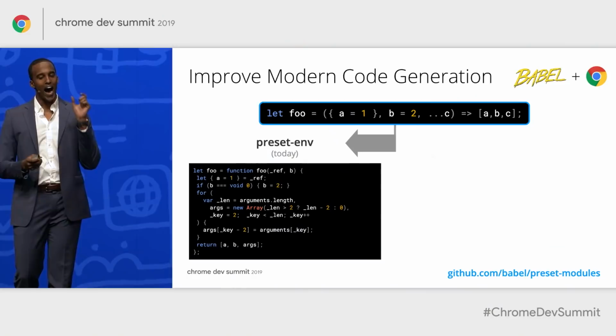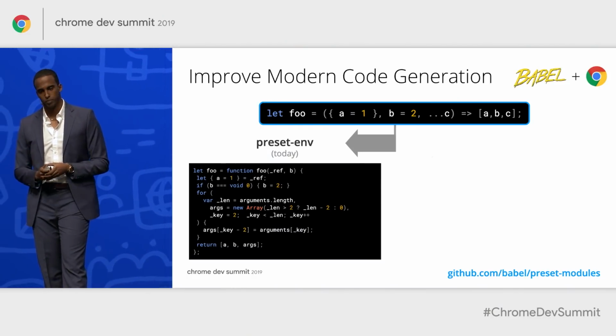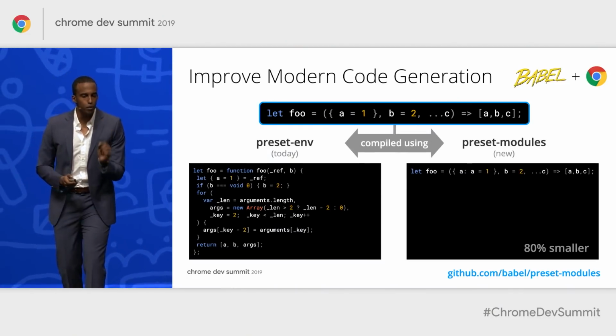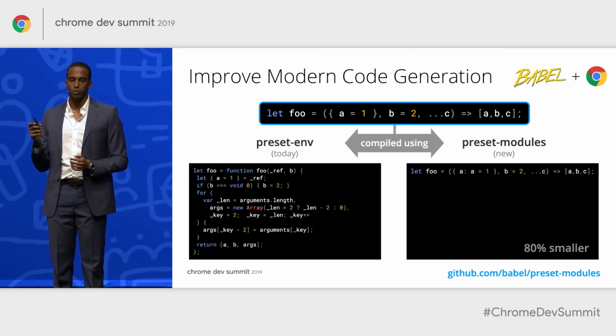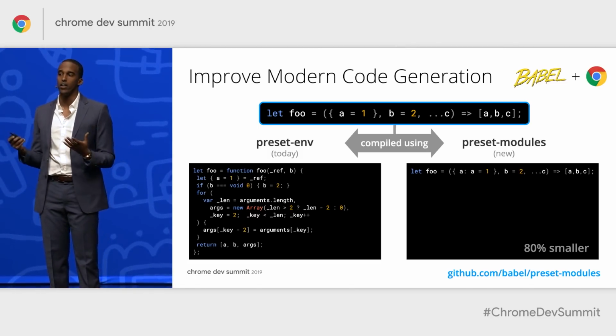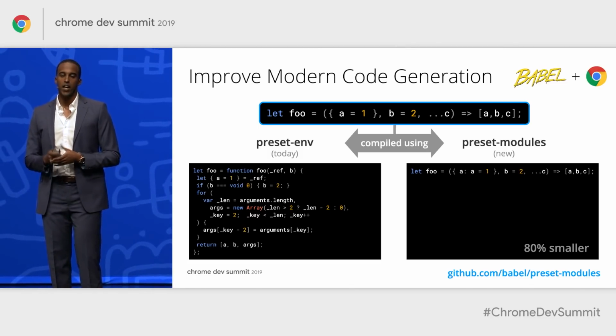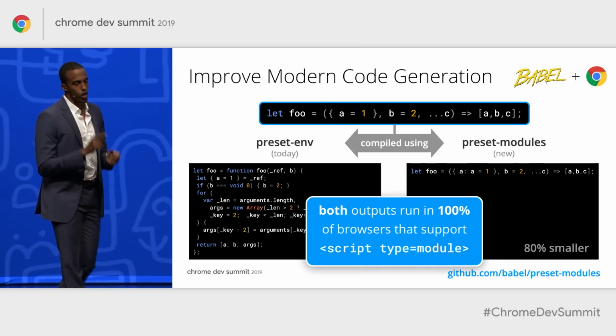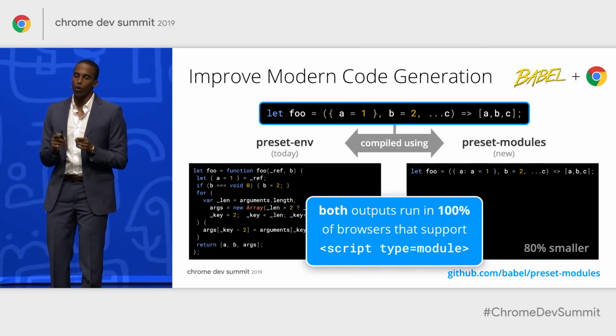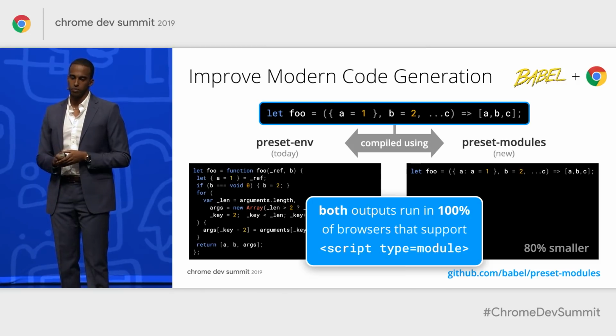Let's say we have this simple function written in modern JavaScript. Compiling this for modern browsers using preset-env's target ES modules outputs a fair bit of code. But running the same code through preset-modules produces this. It's a lot smaller. Here's the thing. Both outputs run in all browsers that support script type module.